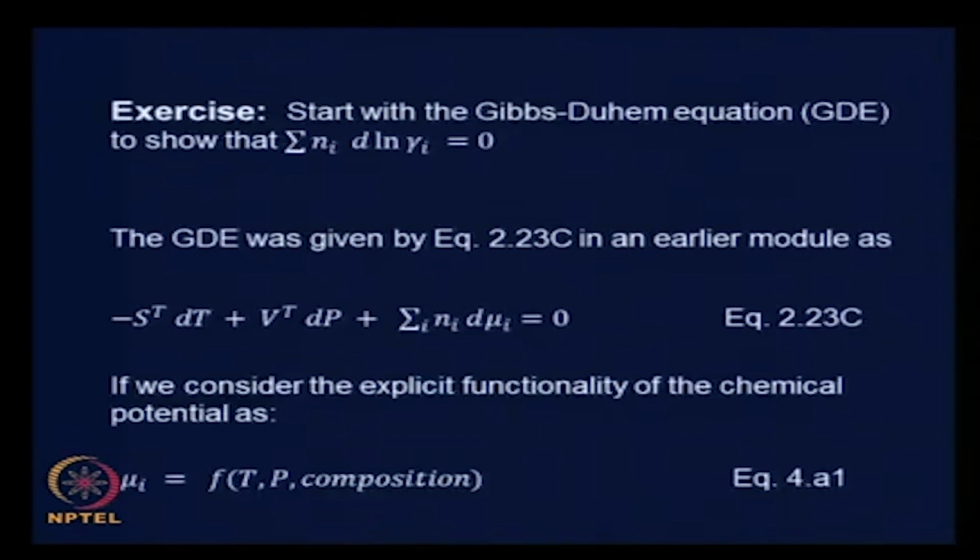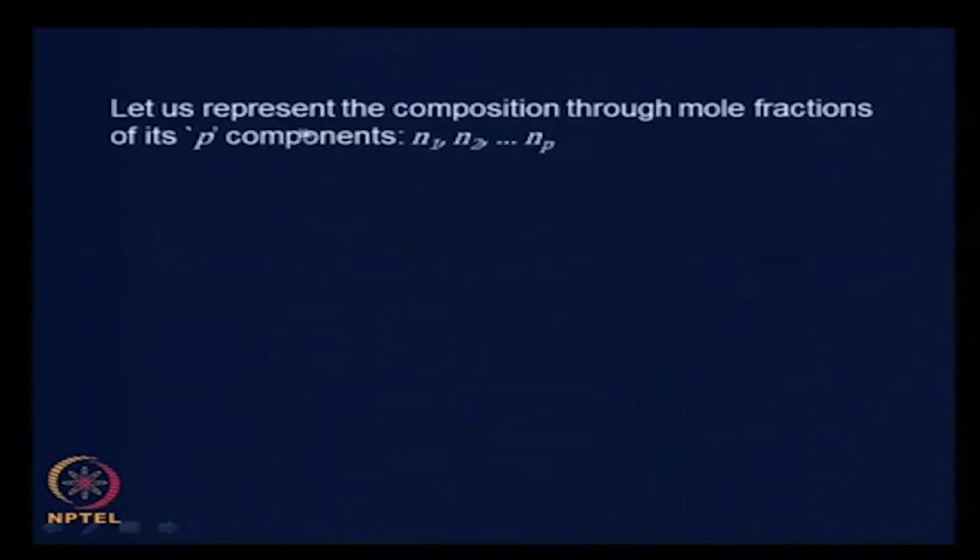What we could do is, we say composition here. This composition essentially is given in terms of either the number of moles or the mole fractions. Therefore, let us represent the composition through mole fractions here to begin with, and let us say that there are p components, n1, n2 and so on till np.